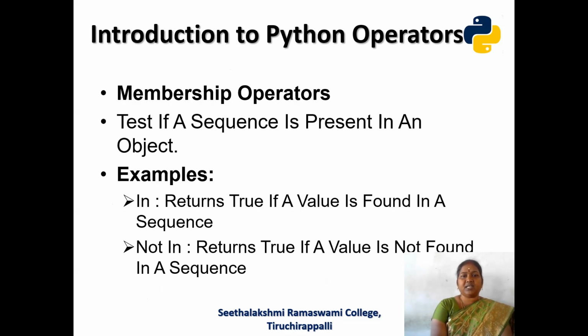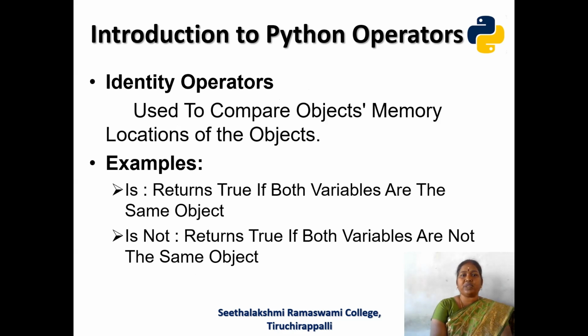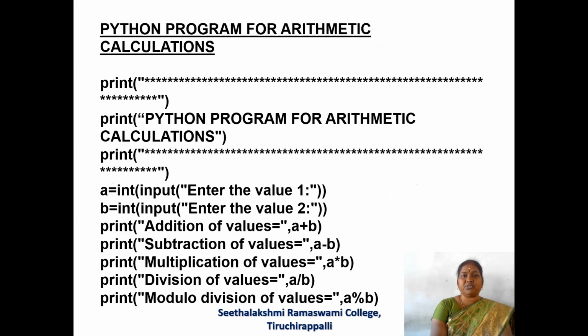Membership operator. Tests if a sequence is present in an object. In returns true if a value is found in a sequence. Not in returns true if a value is not found in the sequence. Identity operator. It is used to compare the memory location of objects. Is returns true if both variables are the same object. Is not returns true if both variables are not the same object.